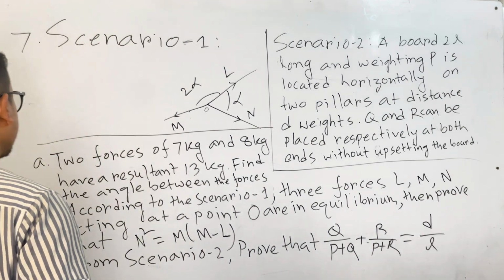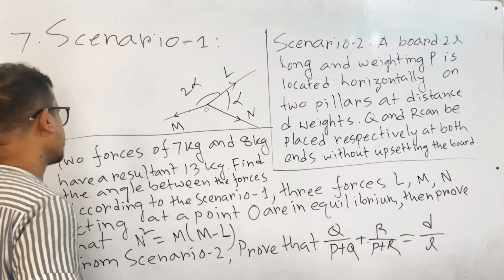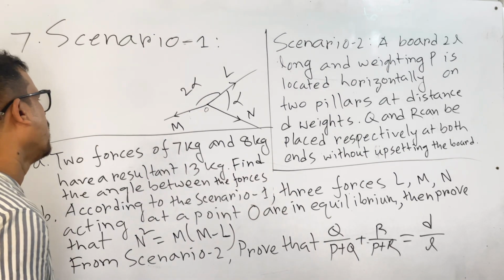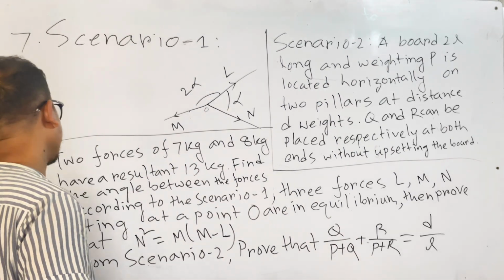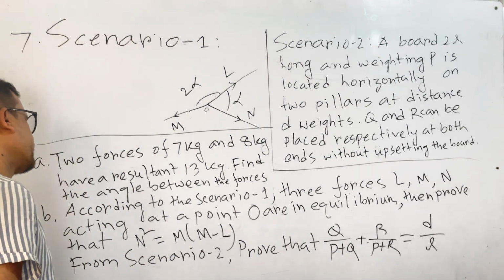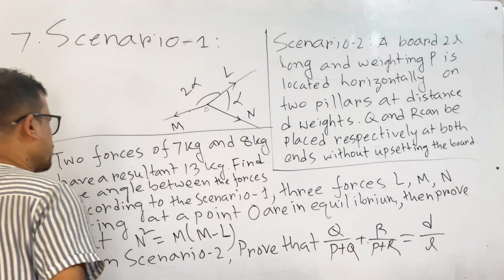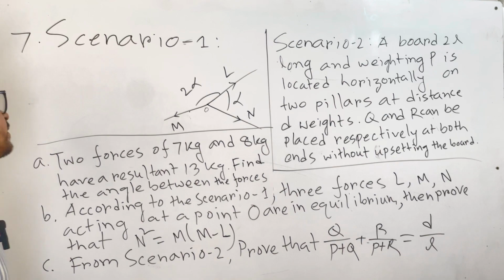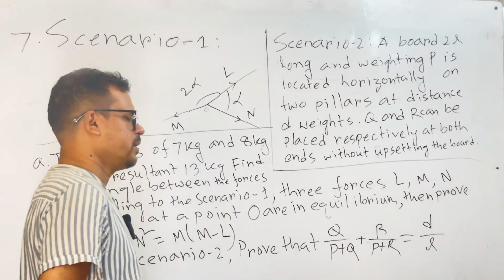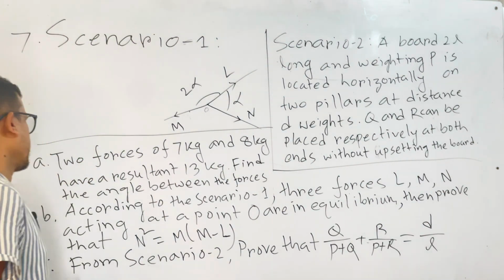Two forces of 7 kg and 8 kg have a resultant of 13 kg. Find the angle between the forces. According to scenario 1, three forces L, M, and N acting at a point O are in equilibrium. Then prove that N square equals M bracket M minus L. From scenario 2, you have to prove that Q by P plus Q plus R by P plus R equals D by L. For each, B is mark 4, and A is mark 2.